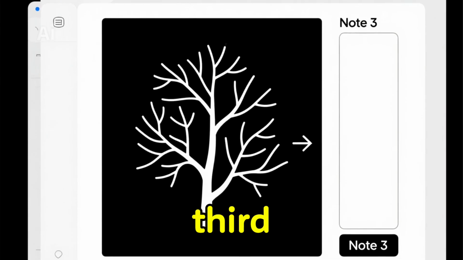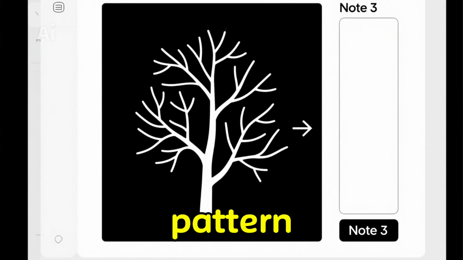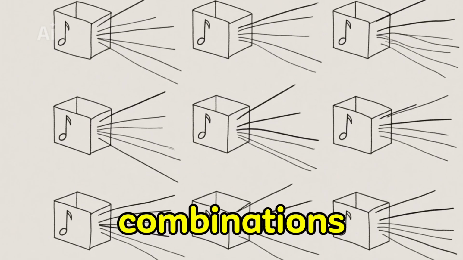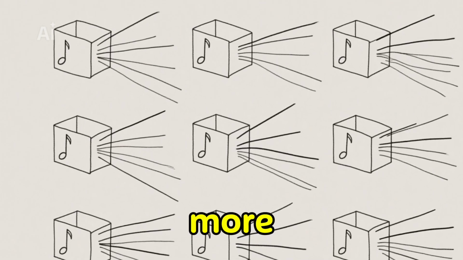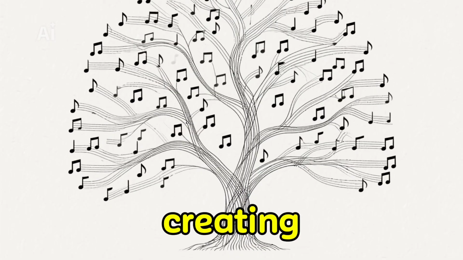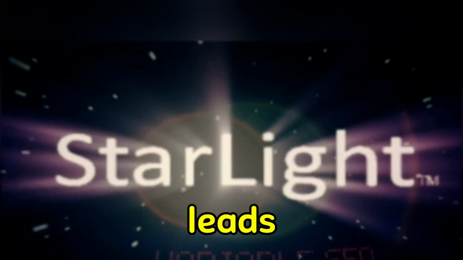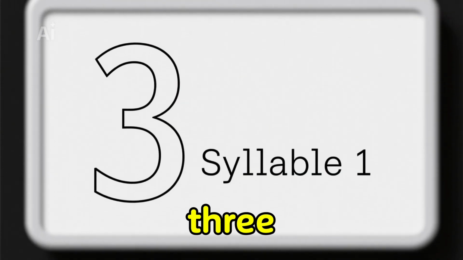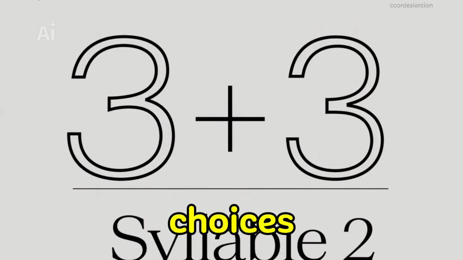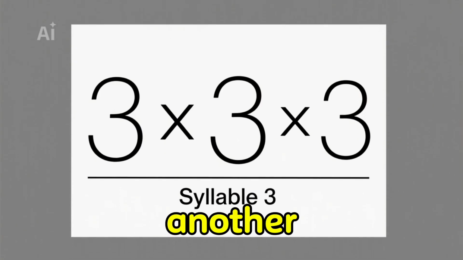When we move to the third and final syllable, this pattern repeats and expands once more. Each of those 9 combinations now branches out into 3 more possibilities, creating a complex web from our simple rules. This leads us to the grand reveal. For the first syllable, we had 3 choices. For the second, we had 3 more choices. And for the third, another 3.